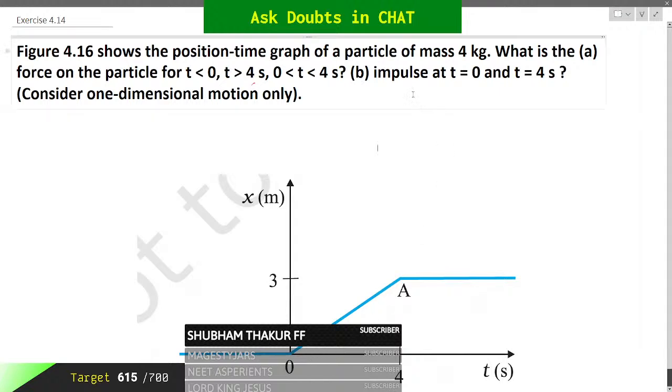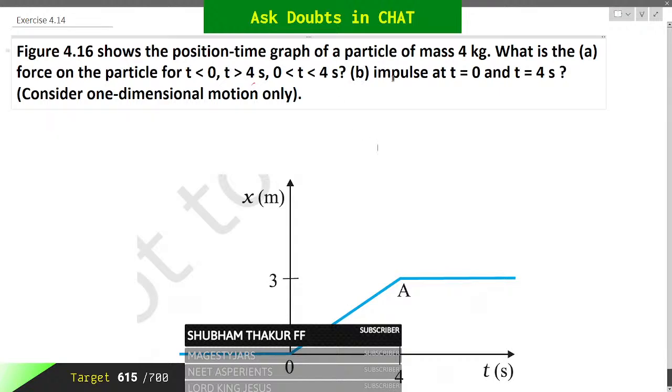Now we have to find out the force acting on the particle for t less than 0. Here we see that the position is constant, so no force is there, and also from 0 to A, or from 0 to 4 seconds, the net force would be 0 because the body is moving with constant speed. When the body is moving with constant speed in one dimensional motion, its acceleration is 0, or the net force acting on the body is 0.